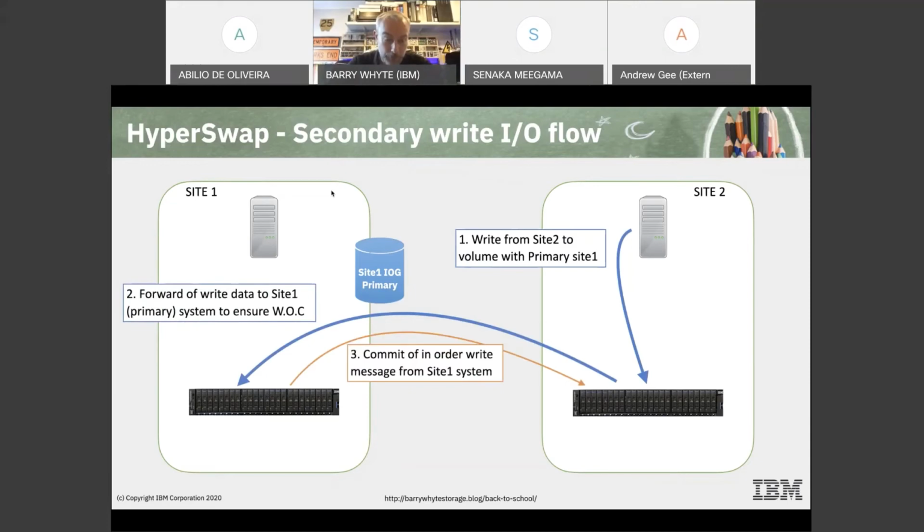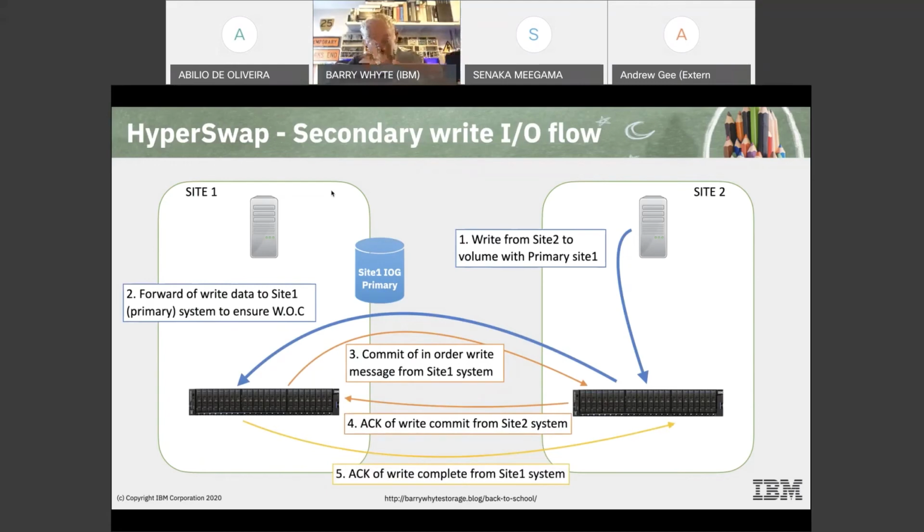So once it's got it, it then handles it through its consistency, and it will commit that write back. So it will send a message back to the site that it came in on. Say, yes, okay, now you can commit that write. So it will then commit it into cache, and this maintains this consistency in write order. It will then acknowledge back, yes, I've committed that write.